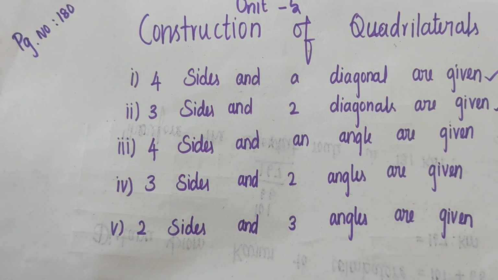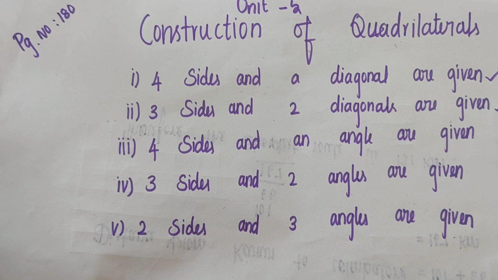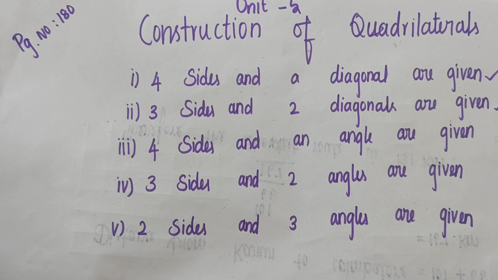What was studied in the previous class? Constructions of quadrilaterals. Yes, good. We already know the first two types. One is four sides and one diagonal given. The second one is three sides and two diagonals given. Now we will study four sides and one angle given.